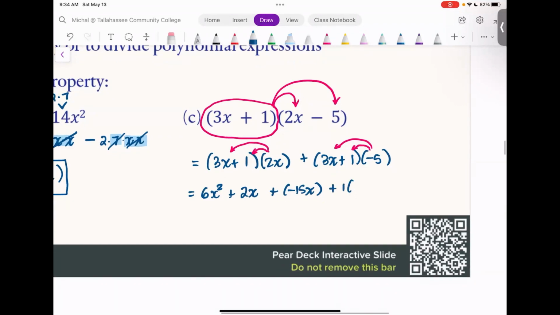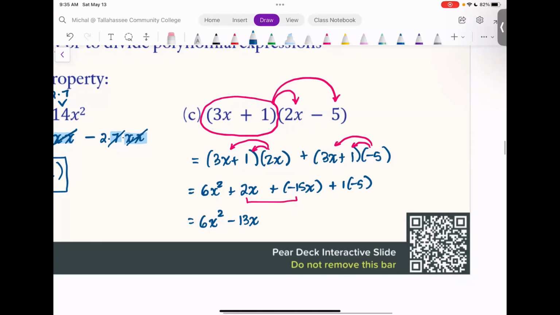Plus 1 times negative 5. To write this simply, I'm going to combine like terms. Notice both of these terms here contain just the variable x. I can combine those into a single term. So I get 6x squared. 2x minus 15x is negative 13x. So minus 13x. Negative 5 times 1 is negative 5. When I add negative 5, it's the same as writing subtract 5. So this is my simplified expression after applying the distributive property.